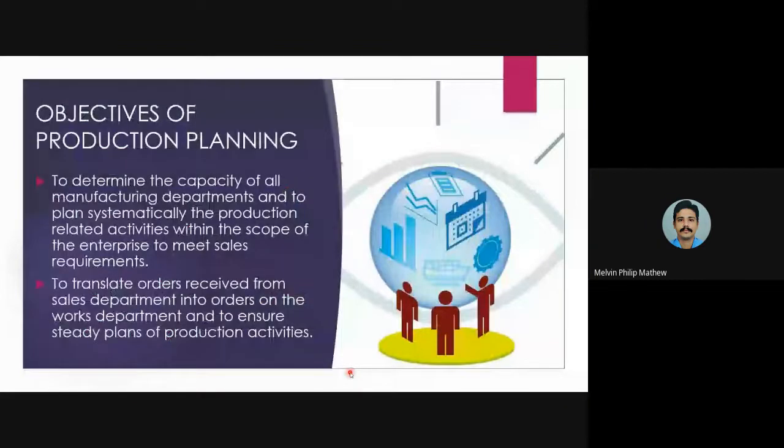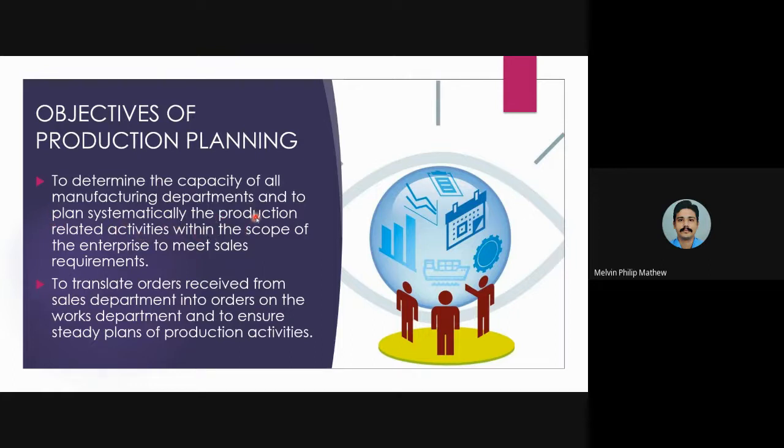Okay, then what are the objectives of production planning? First is to determine the capacity of all manufacturing departments and to plan systematically the production related activities within the scope of the enterprise to meet sales requirement. So sales requirement is what I have said as the demand of the customer. So according to the demand, we have to determine the capacity of manufacturing departments to plan systematically the production related activities.